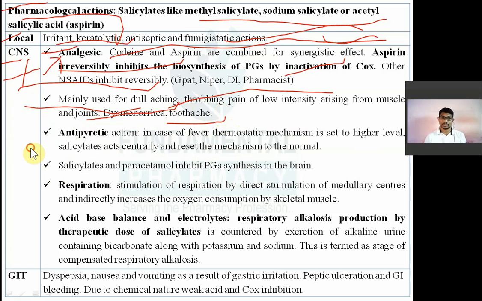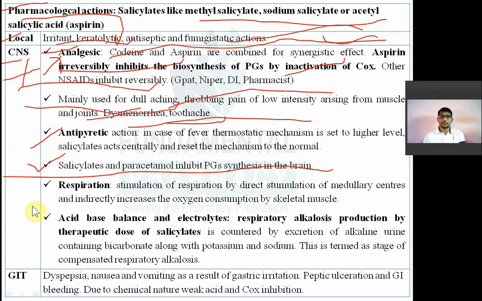Next one is antipyretic, so that is also an analgesic action or antipyretic action. In case of fever, your thermostatic mechanism is set to a higher level. If your body temperature is high, it means your thermostatic mechanism has been set to a higher level. They reset it to a normal level, and that's how they help bring your body temperature to normal. That is the antipyretic effect of salicylic acid and its derivatives. Salicylic acid and paracetamol inhibit prostaglandin synthesis in the brain, which also contributes to the antipyretic action of salicylate.